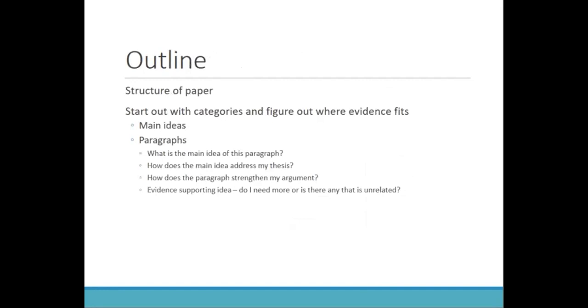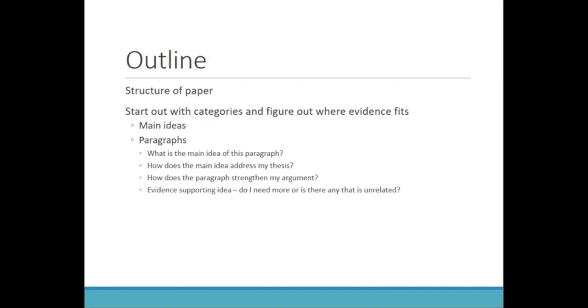Okay, so again, an outline should be the basic structure of your paper. It's the main ideas and paragraphs in your essay, but within an outline, you can actually get very specific and even outline down to the sentence or paragraph level. You want to start out with the basic categories, your main ideas, but then you want to drill down to more specific paragraphs. And so you can get down to what's the main idea of this paragraph? What do I want to say in here? How does the main idea address my thesis?